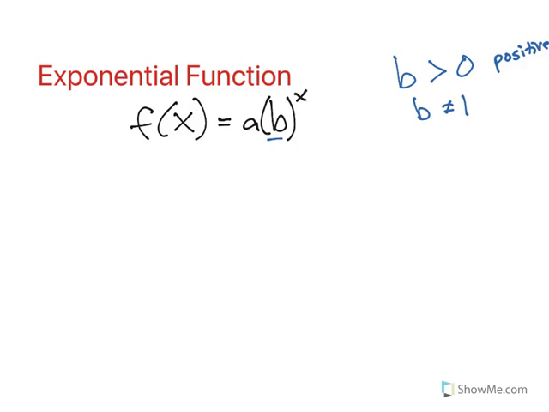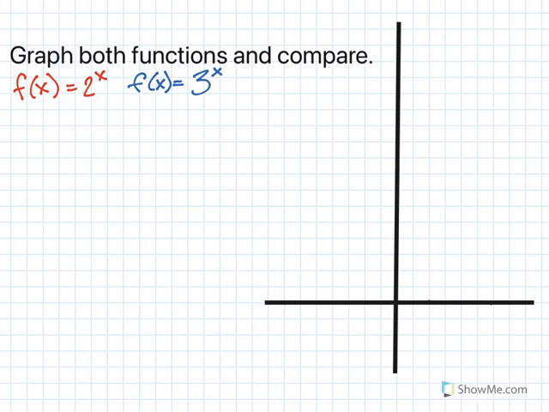Okay, so a is just a number, right? No big deal. A can be positive or negative, but a cannot be 0. Because if a is 0, the whole thing is 0, and we no longer have an exponential function. Okay, so just a few things to think about. So now we're going to graph these two functions. We're going to graph f of x equals 2 to the x and f of x equals 3 to the x. We're going to graph it on the same coordinate plane here, and we're going to look at them.